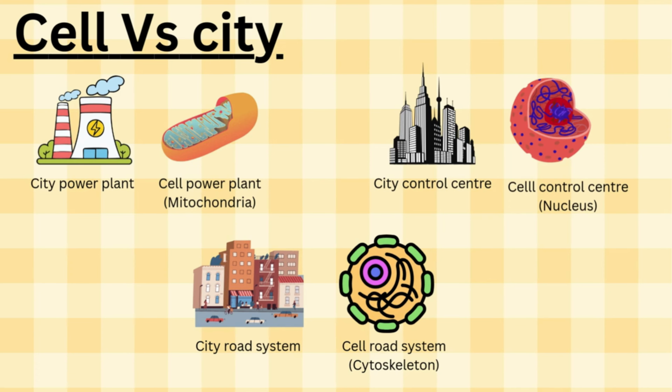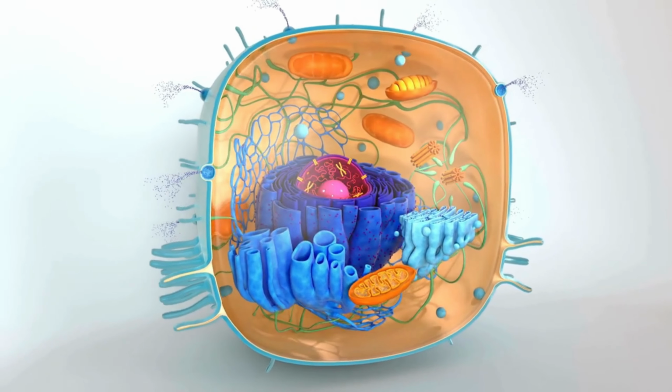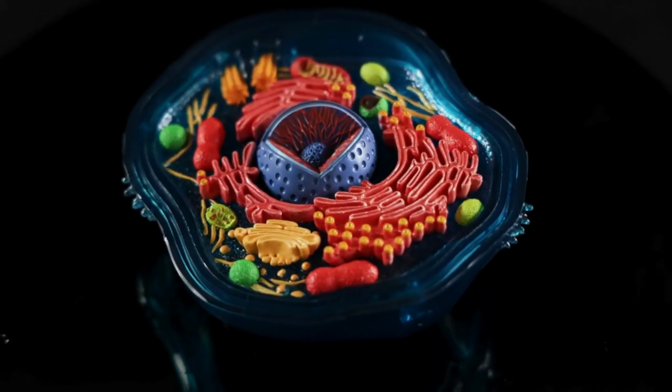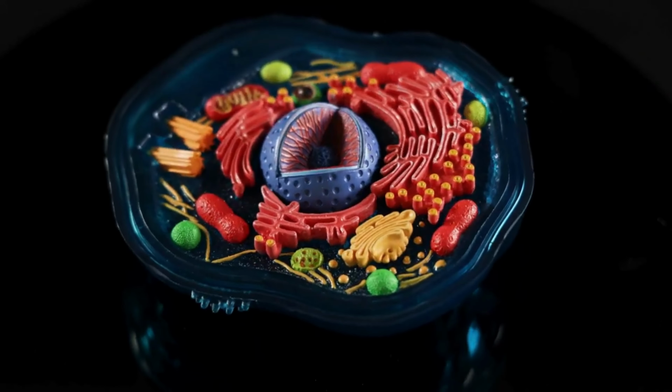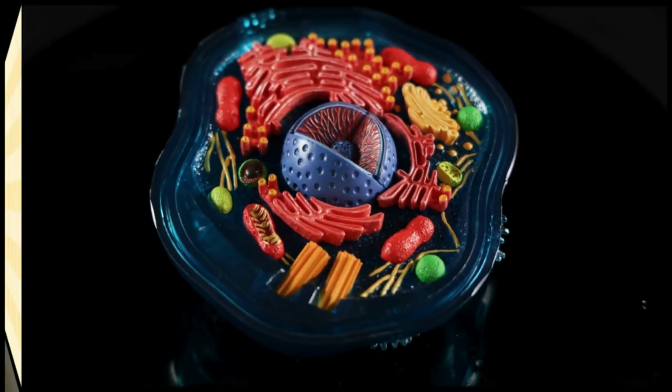All of these complex systems exist within a space too small to see with the naked eye. That is not ordinary. That is precision. That is design at its finest. And this is just the beginning. In the next part, we will explore how scientists discovered cells and how this discovery changed biology forever.